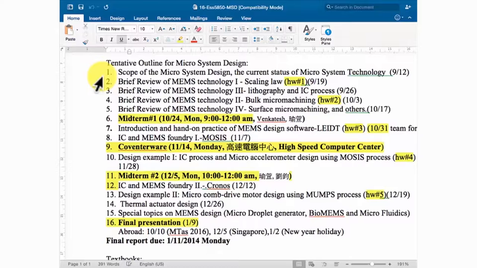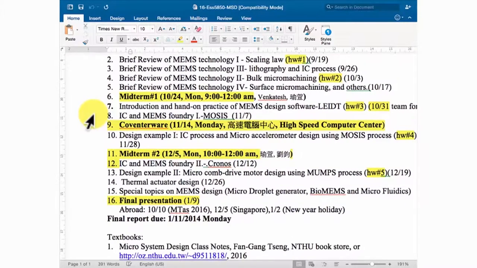In addition to the midterms and the final presentation, you can divide the contents into three different aspects. The first aspect is from week one until about week six, the titles from one to five here. In these five to six weeks, I will give you an introduction to the background you are currently lacking, for example the fabrication of the mask, some scaling laws, and some important ideas about design. This is the basic material I'd like to give you. After this fundamental background introduction, we will have the first midterm exam.